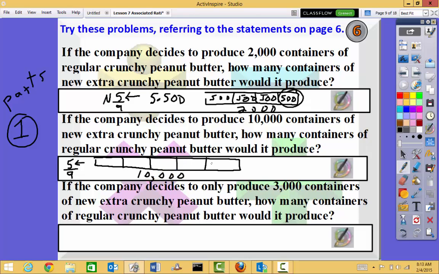Each part has to be the same. So I have 2 ways. One, I can do 10,000 divided by 5, or I can just think in my head, what plus what plus what plus what plus what equals 10,000. Either way, I'm going to get 2,000.